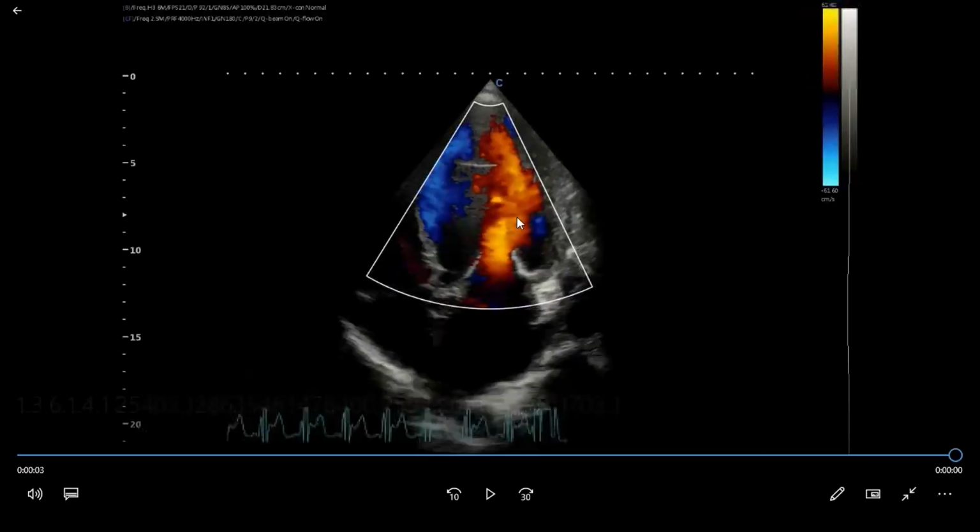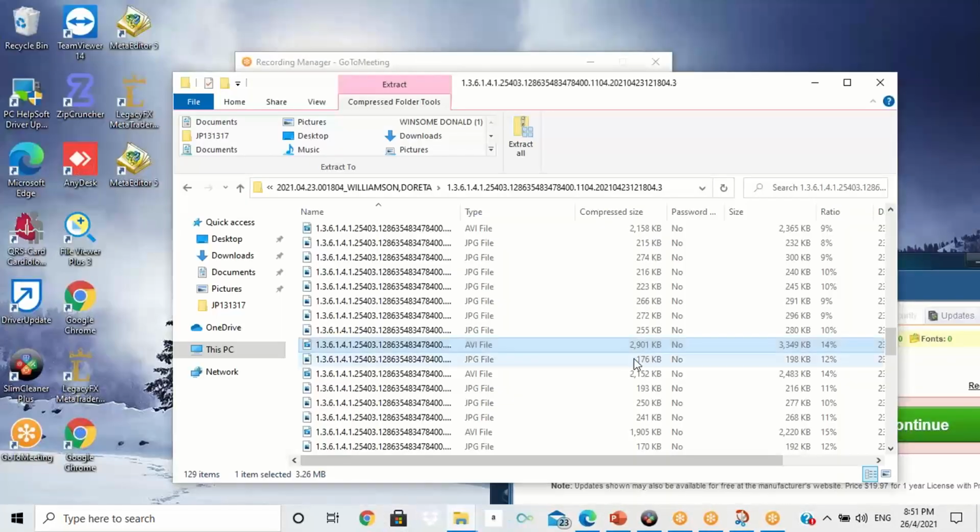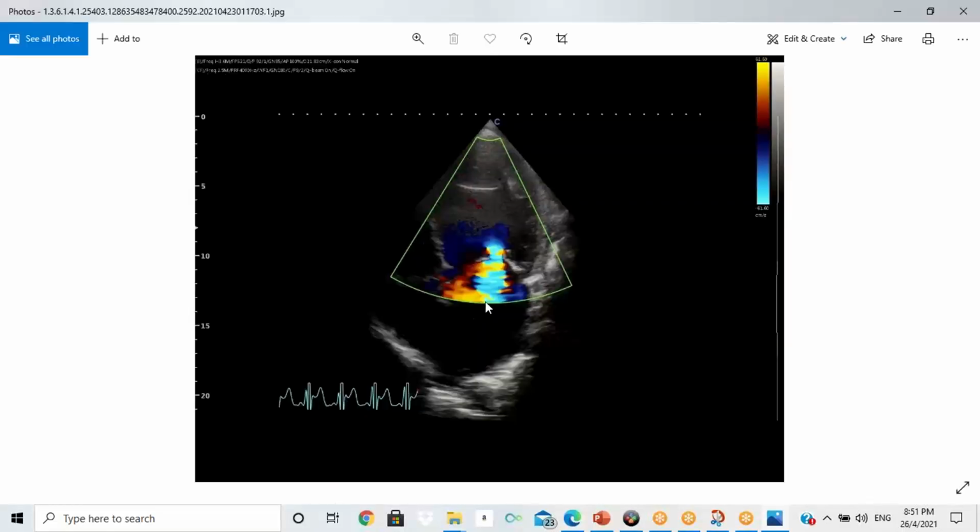Okay, so she loves the mitral regurgitation. It looks beautiful, but you can't spend all your time looking at it. You have to move on.